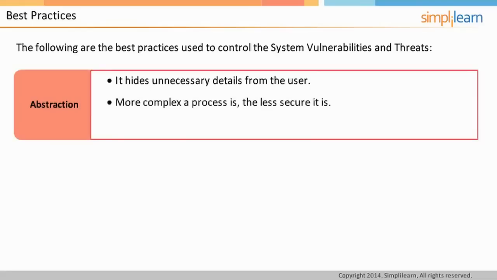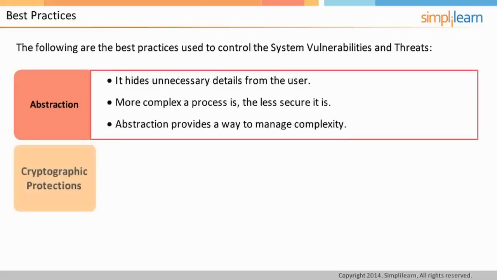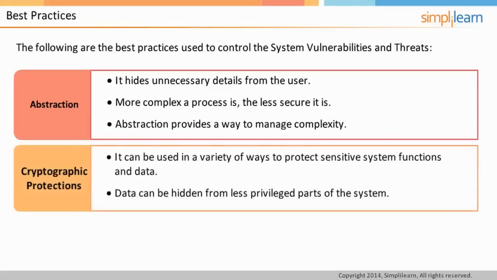Abstraction hides unnecessary detail from the user. The computer is a complex machine, and the more complex a process is, the less secure it is. Abstraction provides a way to manage complexity. Cryptographic protections can be used in a variety of ways to protect sensitive system functions and data. By encrypting sensitive information and limiting the availability of key material, data can be hidden from less privileged parts of the system.